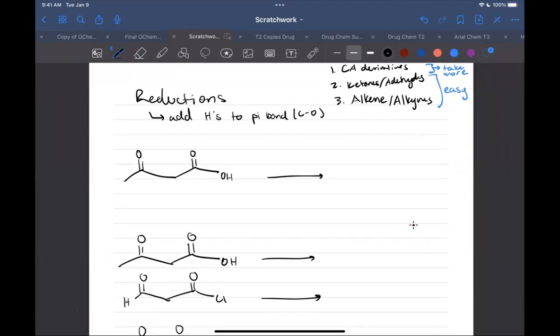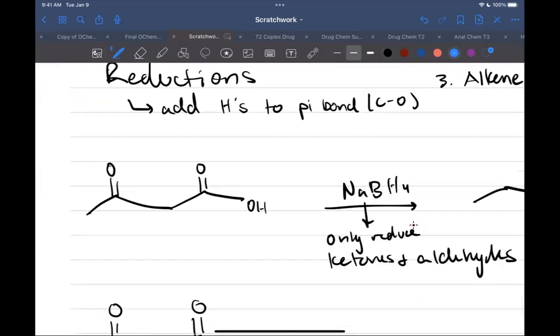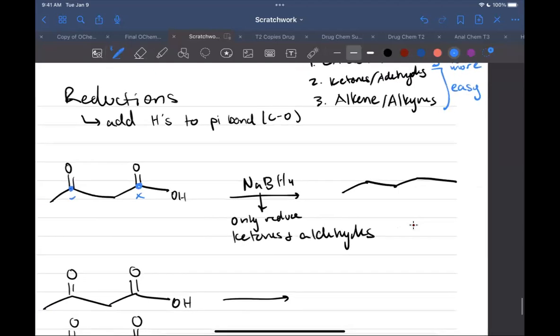So if you have a mild reducer like NaBH4, this one can only reduce ketones and aldehydes. So you're going to get something like this. We know that we have this carbonyl carbon and this carbonyl carbon. This one will not react because that's a carboxylic acid. This one will, that's an aldehyde. So you will create something like this, OH and an H, and this will remain unchanged.